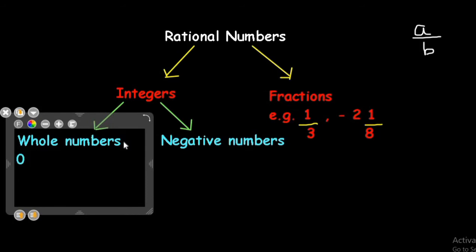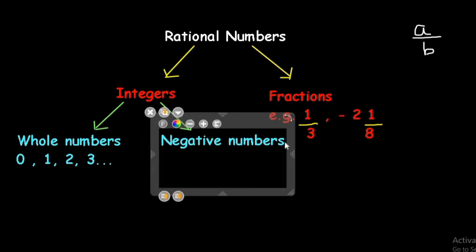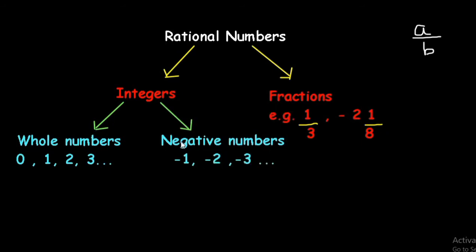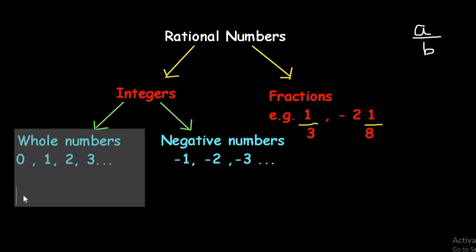In whole numbers, we know that they start with 0, 1, 2, 3, 4 and all positive integers, you can say. And negative numbers or negative integers like -1, -2, -3. Alright, now let's further see.